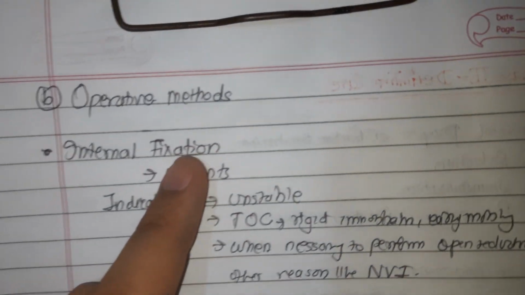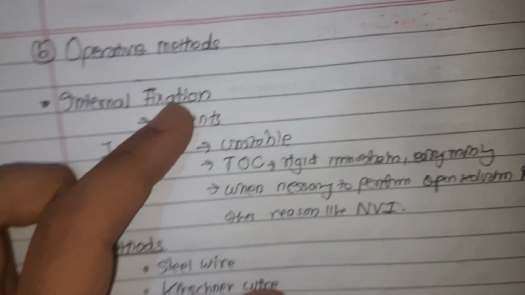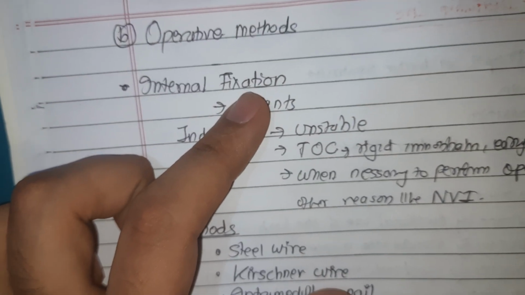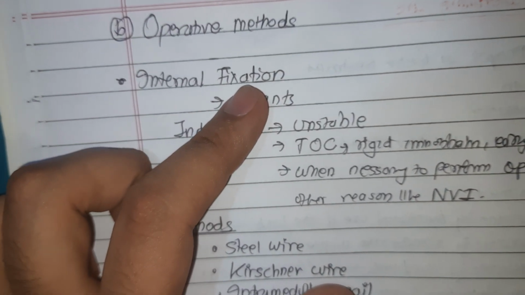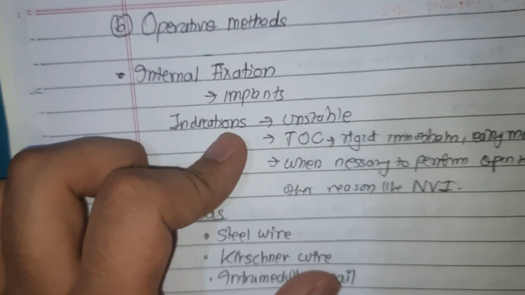The operative method of immobilization: whenever open reduction is performed, a fixation, internal or external, should be also used. And the external fixation is usually indicated in situation where for some reason internal fixation cannot be done.